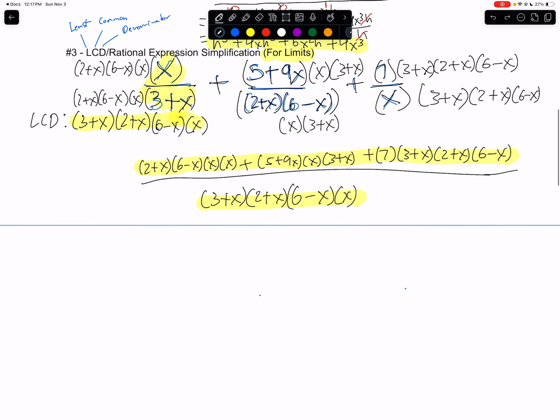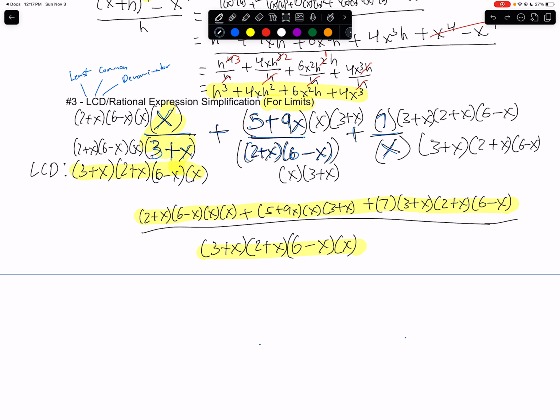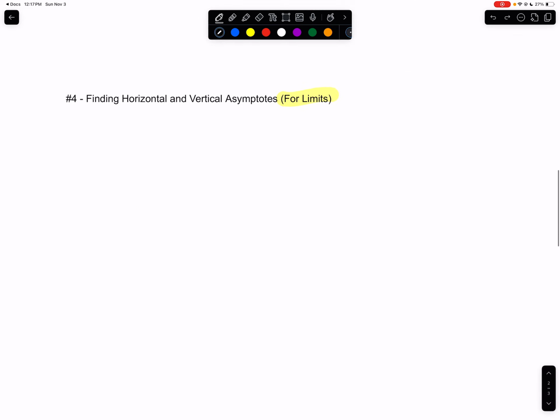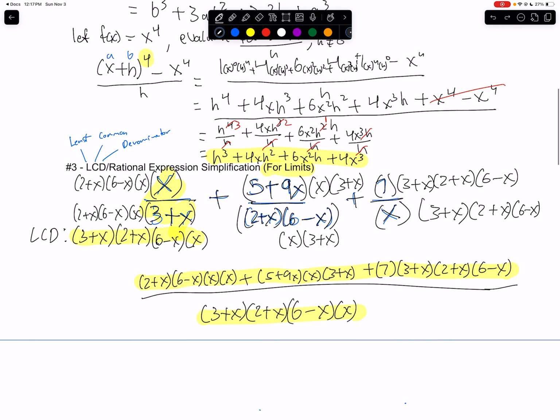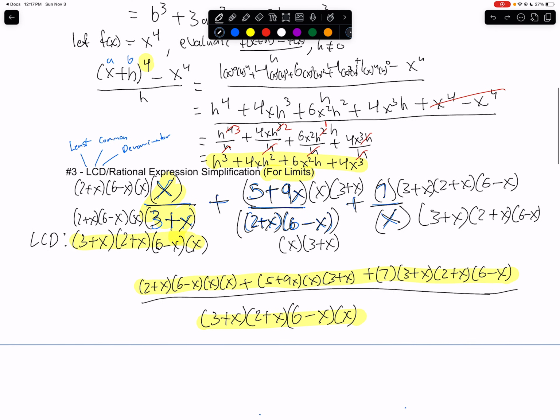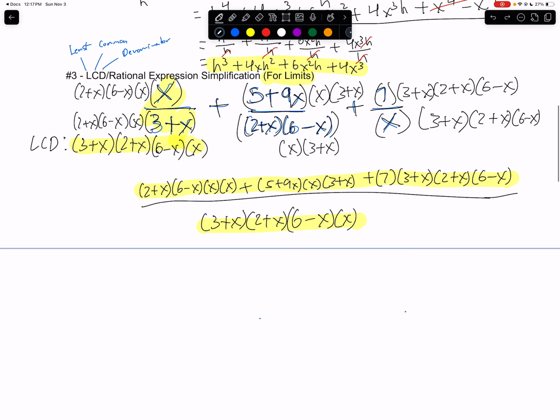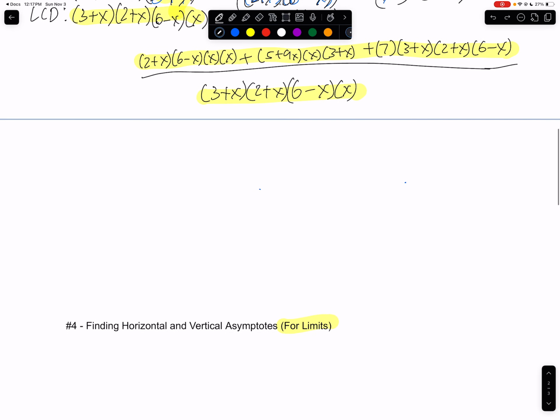Okay, so this is just LCD. You should know it already. I would say the last one's probably the easiest to know. But again, these are just techniques. You probably learned them already in Algebra 1, Algebra 2. I'm just going over it because it's super important that you know it, especially when doing limits in calculus.